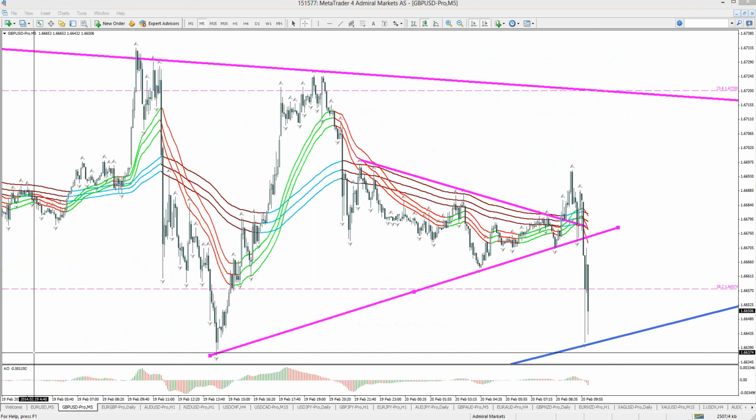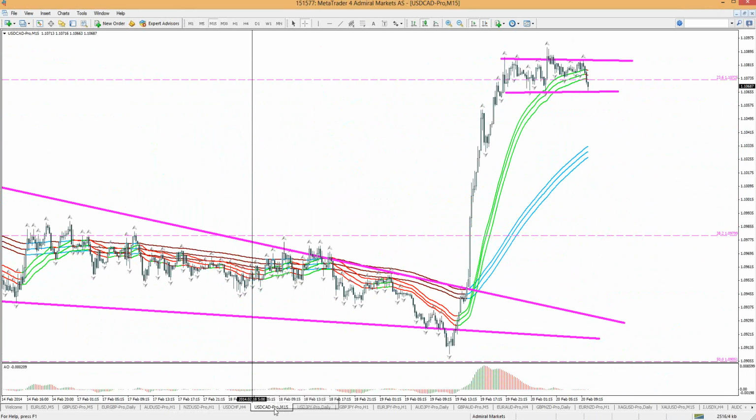Alrighty, folks, let's see. CAD is reversing a bit, but still should be a retracement in my opinion. What else can we look at?